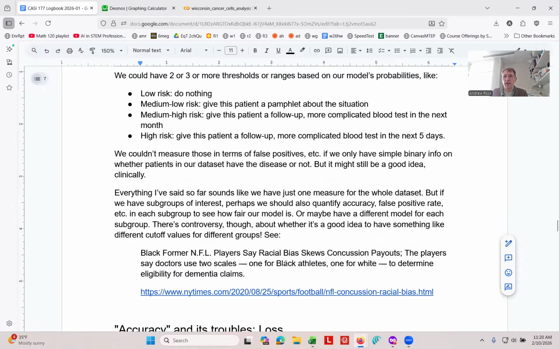So like NFL concussion payouts, they apparently had two different scales, one for black athletes, one for white athletes.